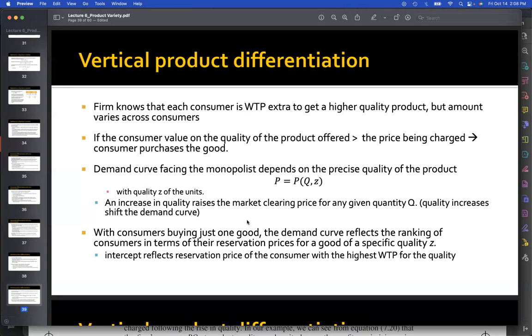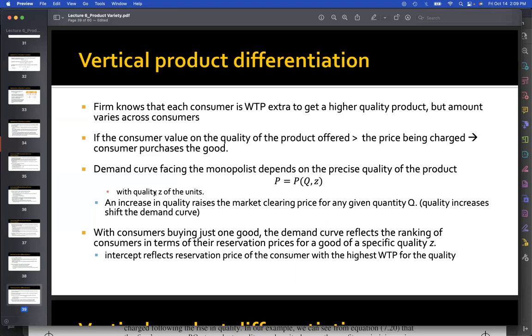So here we have a special case, right? We're just interested in purchasing one good, sort of like the horizontal case earlier. Each person in the market will purchase only one product, and they will purchase it if the willingness to pay, which is here a function of the quality and the person's willingness to pay for quality, is greater than the price being charged. So the demand curve facing the monopolist depends on the precise quality of the product. This is the demand curve where quality is Z. Let's just say a number Z.